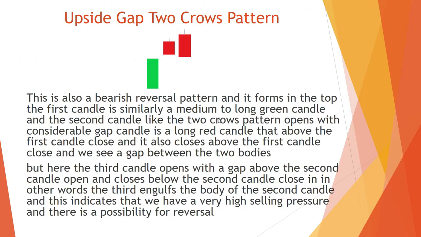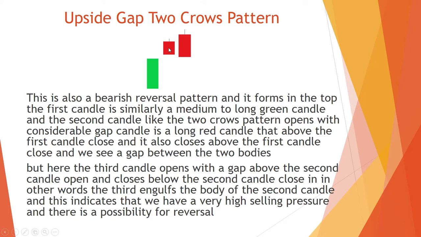Upside gap two crows pattern. This is a bearish reversal pattern and it forms at the top. The first candle is, similarly, a medium to long green candle, and the second candle, like the two crows pattern as we've seen in the previous slide, opens with a considerable gap, and is a long red candle that is above the first candle and also closes above the first candle close, and we see a gap between the two bodies. So this is the gap between the green candle and the red candle.